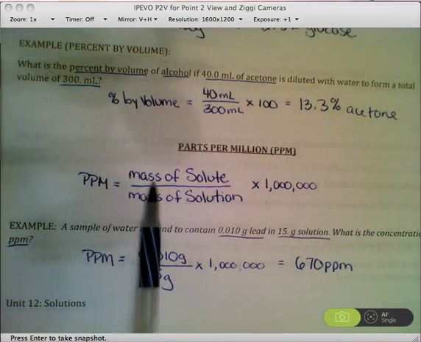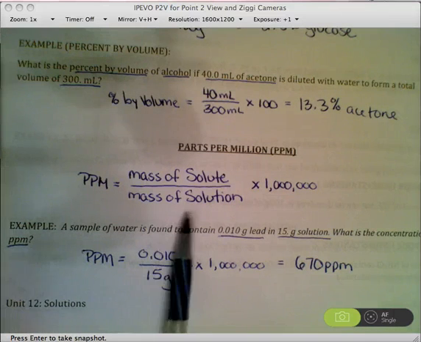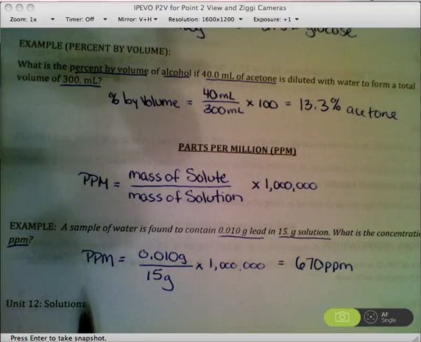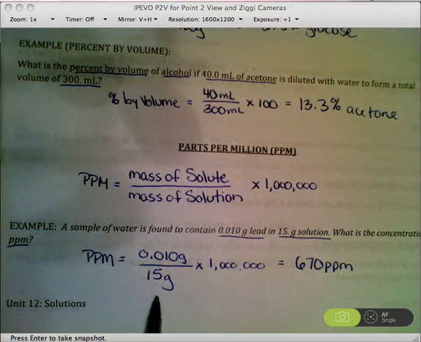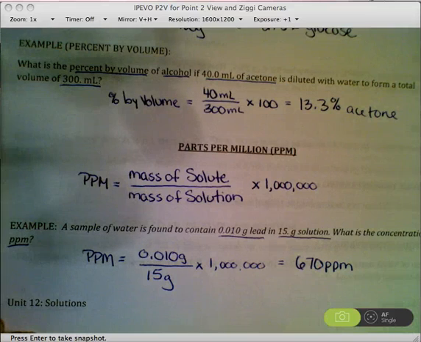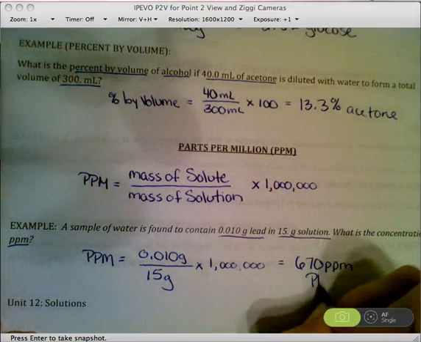Well, parts per million is the mass of the solute divided by the mass of solution times 1 million. That's where the 1 million comes in. So I have 0.010 grams of lead, and I have 15 grams of solution. Multiply that by 1 million, and we get 670 parts per million. Parts per million of what? That is of lead.